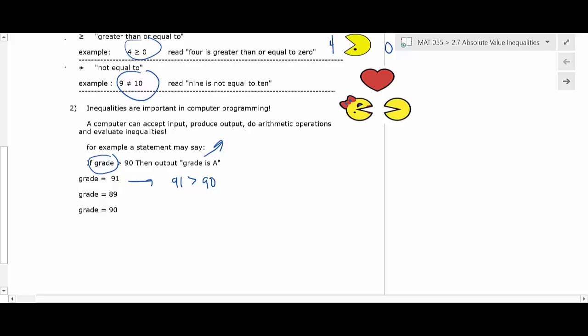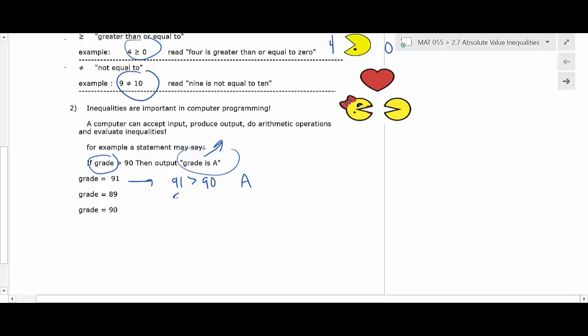It's true. The way computer code works on an if-then statement is if that statement's true, then it goes ahead and does whatever it tells you to do after the then. If it's false, it goes to the next line in code. That's the way it typically goes. So if that one would be true, you would get an A.